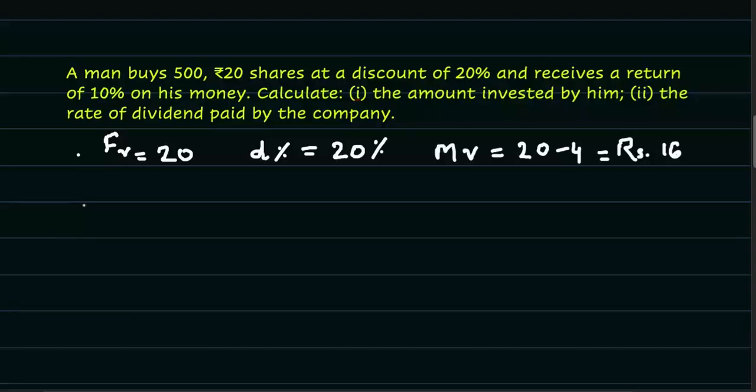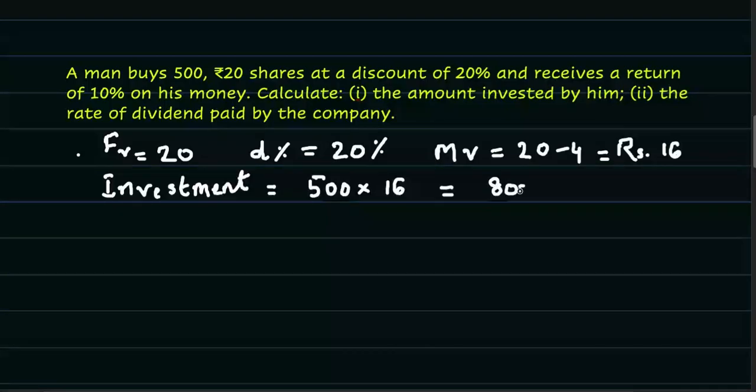Is it clear? Good. And the return percentage is 10%. So how many shares he bought? 500. So total investment. For return percentage, you should know what is investment done. So investment done will be number of shares multiplied by what? 20 rupees, right? Wrong. Always investment is calculated on the market price at which you have got the shares, not the face value. So this is at discount. So 16 into 500 is 8,000 rupees is your total investment. Got it?